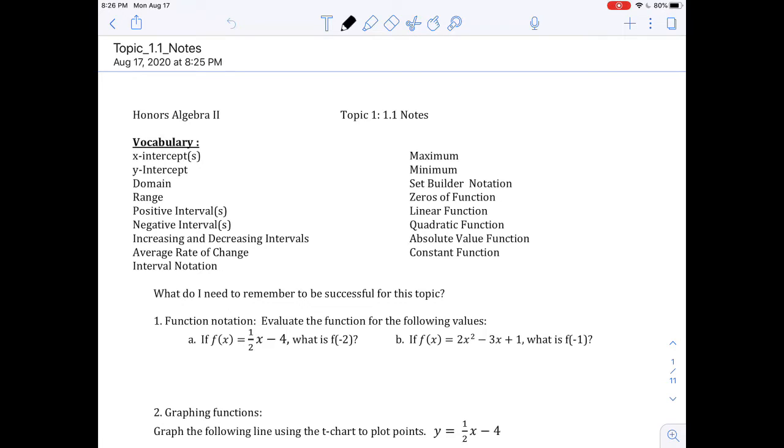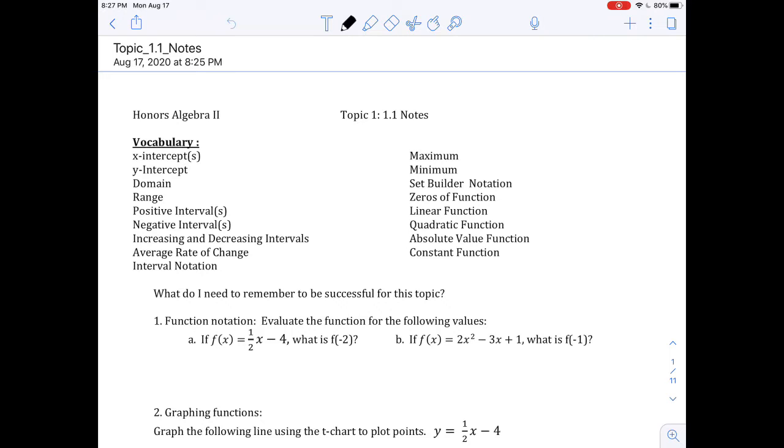Topic 1.1 notes. Topic 1 is an entire chapter devoted to linear functions and systems. In topic 1.1, we're going to introduce you to key features of functions. By the end of topic 1.1, you will be able to interpret the key features of different types of functions, linear, quadratic, absolute value, and analyze features of those functions.